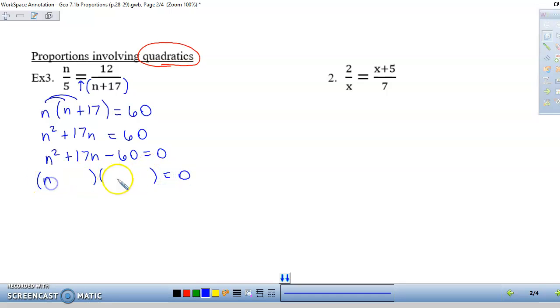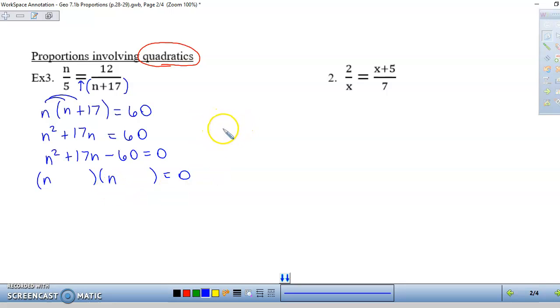So I'm going to have (n )(n ). And then I'll give you one hint, and I'll give you time to try this on your own. But you want things that multiply to negative 60, but combine like terms to a positive 17. So pause for a second and try that on your own.